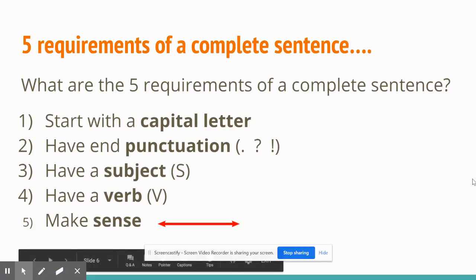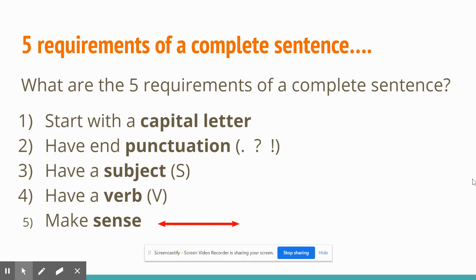So just a quick review, the 5 requirements of a complete sentence are start with a capital letter. Does it have end punctuation? Does it have a subject? Does it have a verb? And does it make sense?